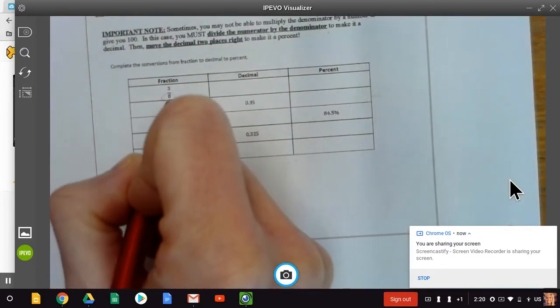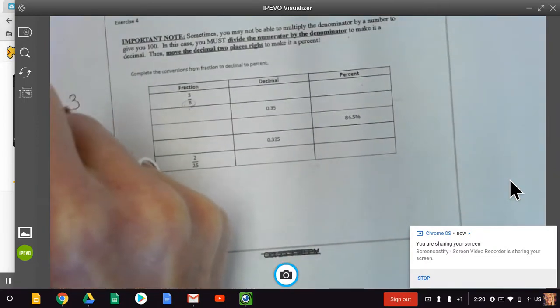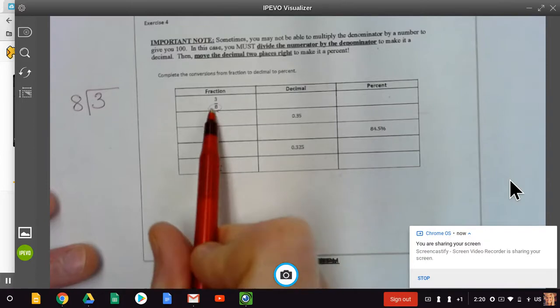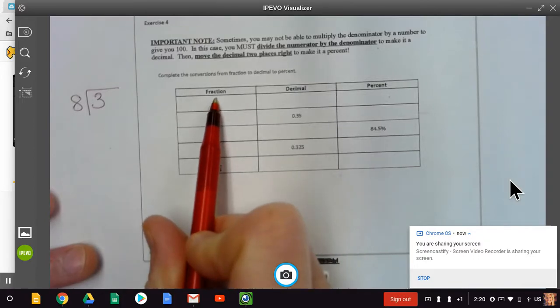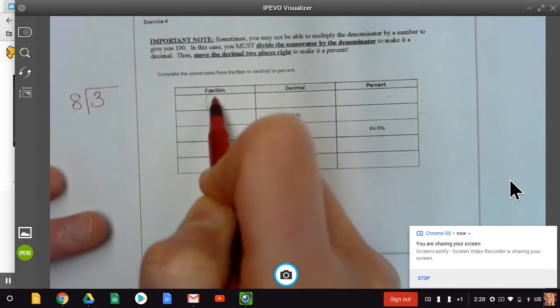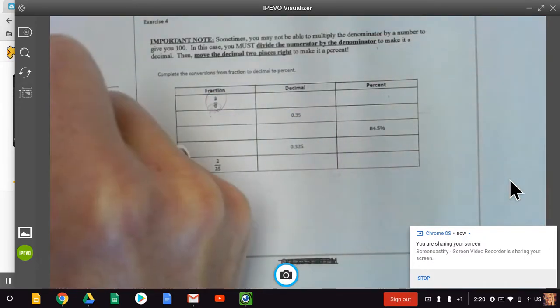So what you have to do in order to make it a percent is divide the numerator by the denominator. Now, this is where it becomes tricky. A lot of kids think you can't divide the bottom number by the top number. But in all actuality, guys, anytime you divide, the top number always goes in the house first. All you do is add a decimal and a 0.